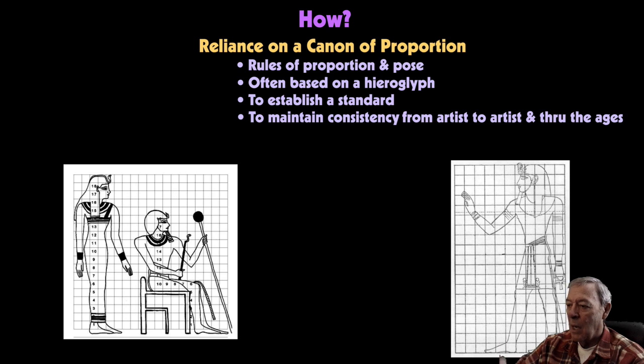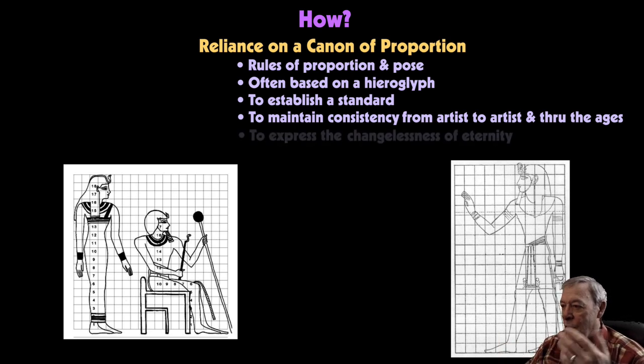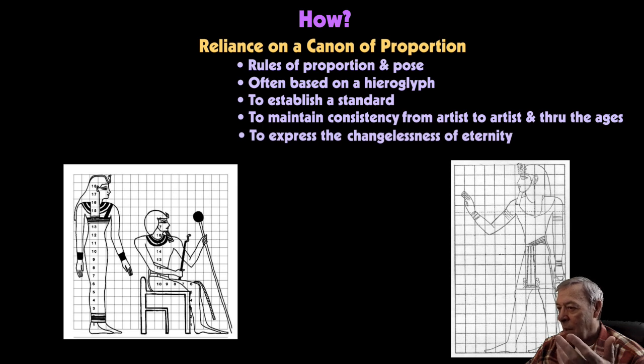Again, to represent a concept of mankind, or of man, instead of the changeable nature of man in the real world. So that helps us to understand a little bit of why figures look the way they do with this rather simplistic representation. What they're trying to do is express the changelessness of eternity in their artwork. And that is central to Egyptian art.